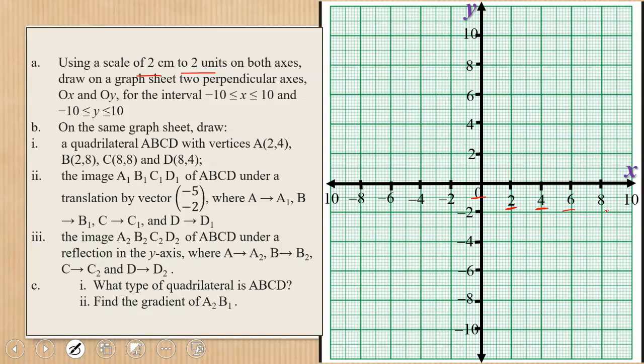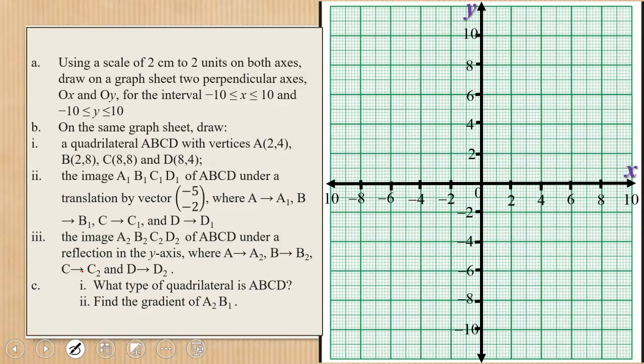Then on the y-axis, we are supposed to use the same scale of 2 centimeters to 2 units. And we know on our graph sheet, from one thick line to another thick line represents 2 centimeters. You know that already. So if we are dealing with 2 units, then our interval is going to be 2, 2, 2, 2, 2. The same thing we run through the y-axis and then the negative y-axis as well. So we are done with the A part. The A part says we should draw the x and y axis and label it as such with the interval given.